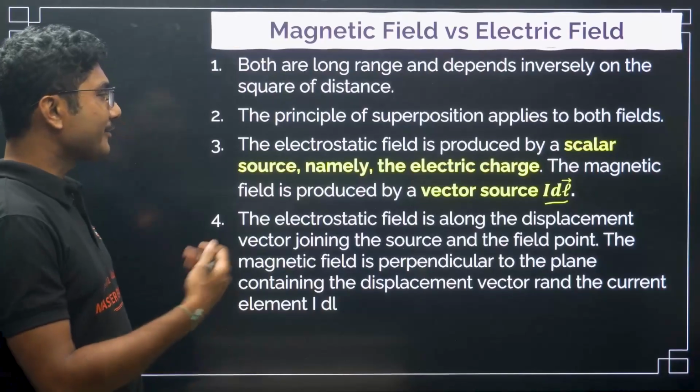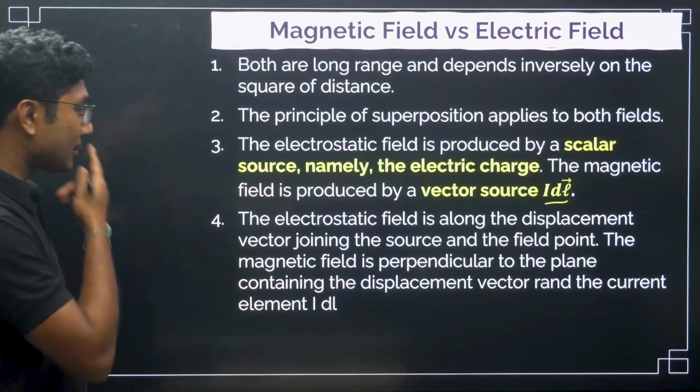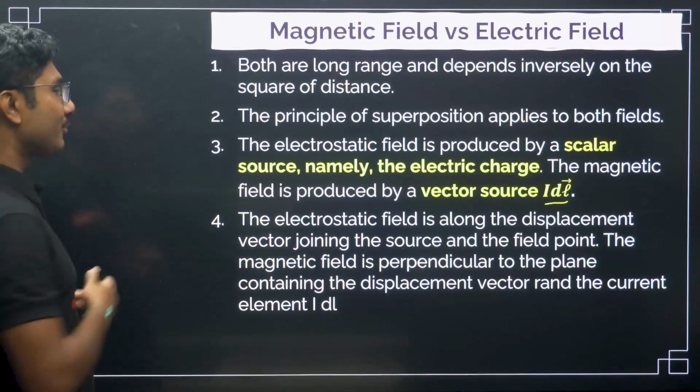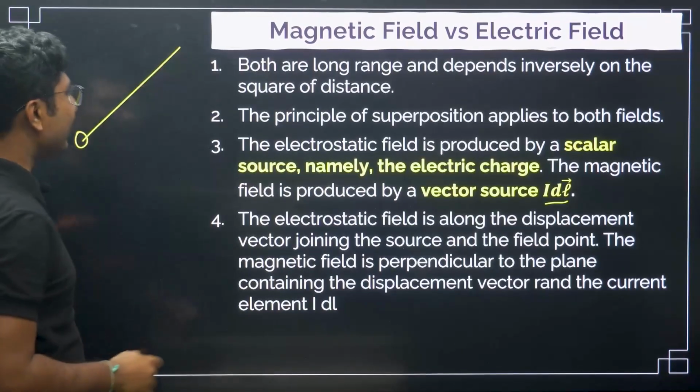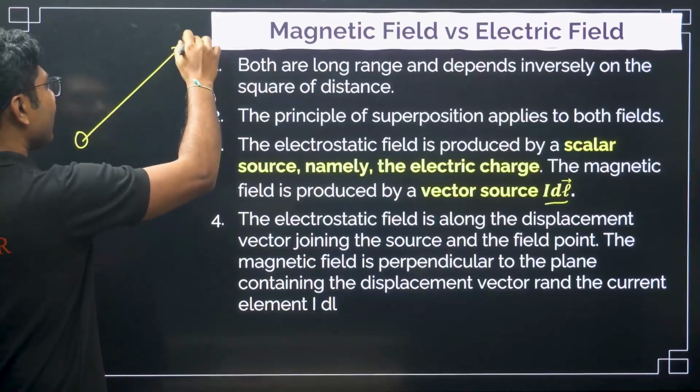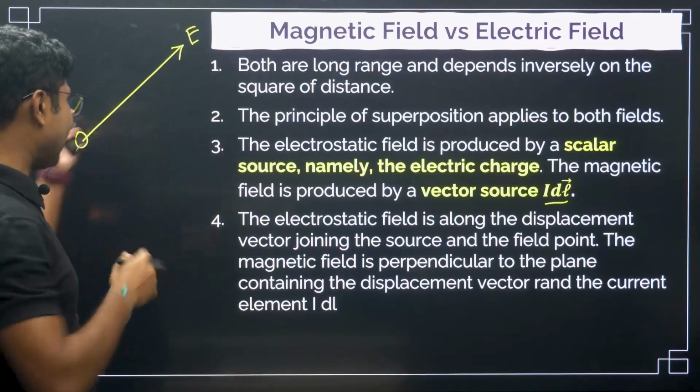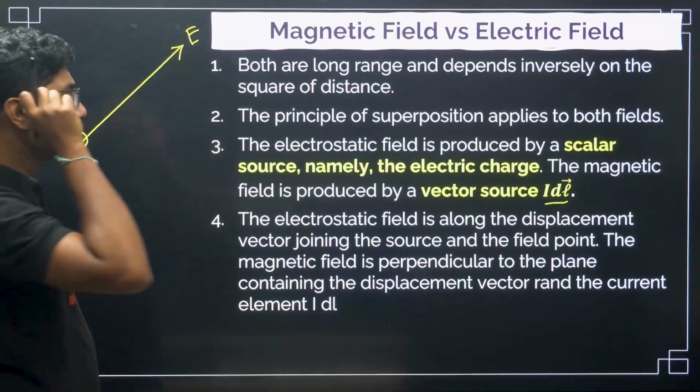Okay, so the electrostatic field is along the displacement vector joining the source and the field point. This is the source, you can join it to the field point like this, and that will give you the direction of the electric field. Okay, either this way or the opposite way, based on the charge.